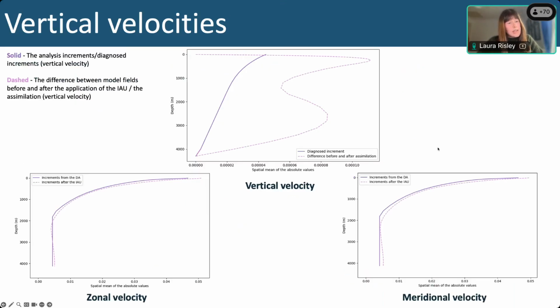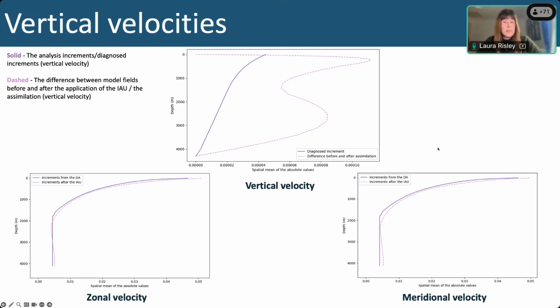So why is this? So we looked into this a little bit further. So the plot on the top is, again, for the experiment where we've removed the ageostrophic component of velocity potential. And the bold line in purple is what I showed on the previous slide, our diagnosed velocity increments. And the dashed line is the difference between the vertical velocity before and after the assimilation. So we can see here that there is a strong discrepancy between the increment that we've diagnosed from our horizontal velocities and the increment that's produced from the assimilation process.